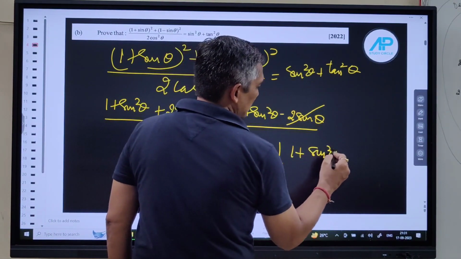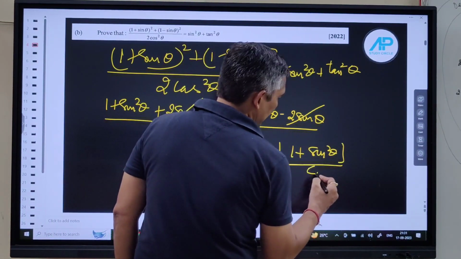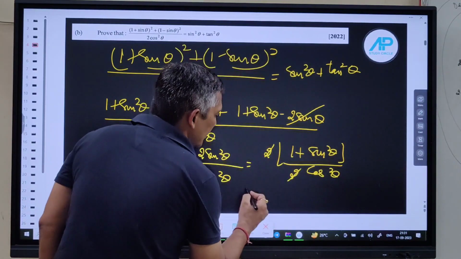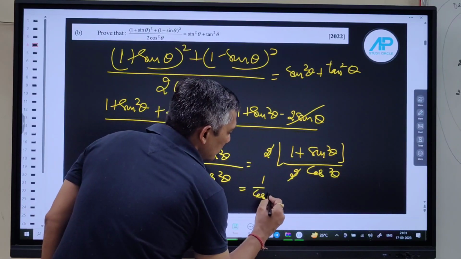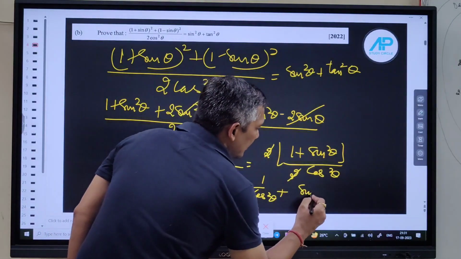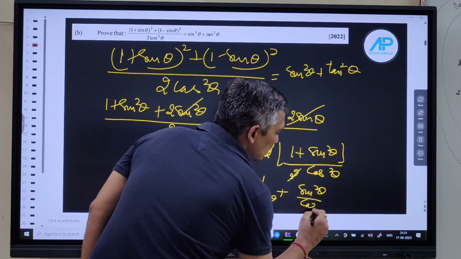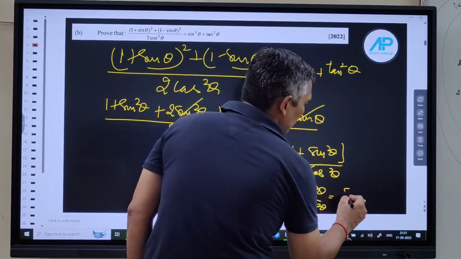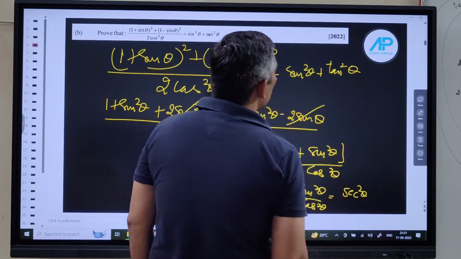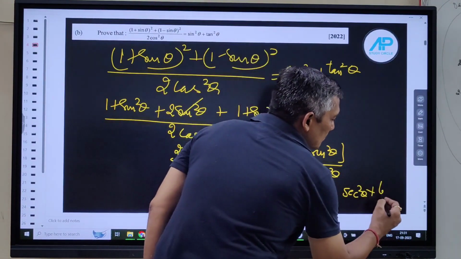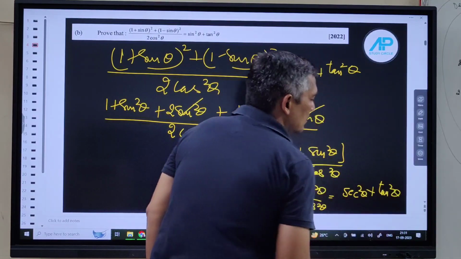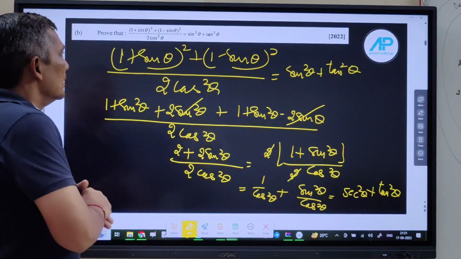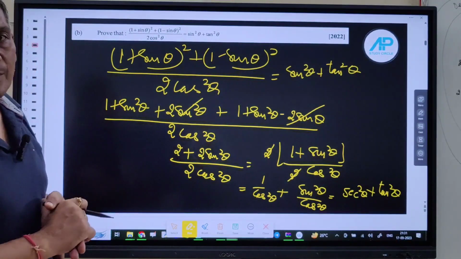1 plus sin square theta. That gives me 1 upon cos square theta plus sin square upon cos square, sec square theta plus tan square theta. Question is again, this should be a 4-mark question, might be in the board exam.